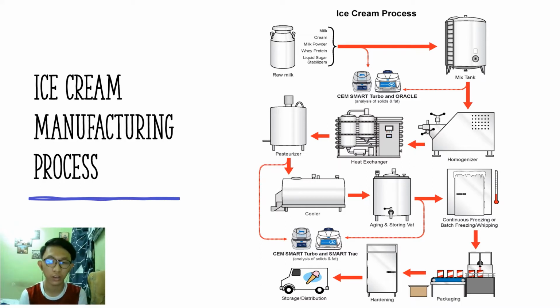I'm going to present about the process to make ice cream. As you can see here, this is the overall ice cream process. I will just go through it, which starts from raw milk, mix tanks, homogenizer, heat exchanger, pasteurizer, cooler, aging and storing vat, continuous freezing or batch freezing or whipping, packaging, hardening, and lastly, storage.